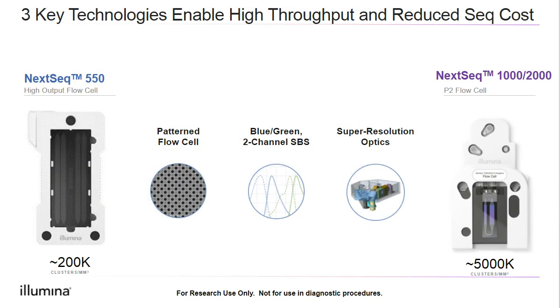There are three key technologies that help enable the high throughput and reduced sequencing costs on the NextSeq 2000 when compared to the NextSeq 550. The NextSeq 2000 utilizes a patterned flow cell system, as well as a new blue-green 2-channel SBS chemistry. These two combined with the super resolution optics help enable that higher throughput at reduced cost.